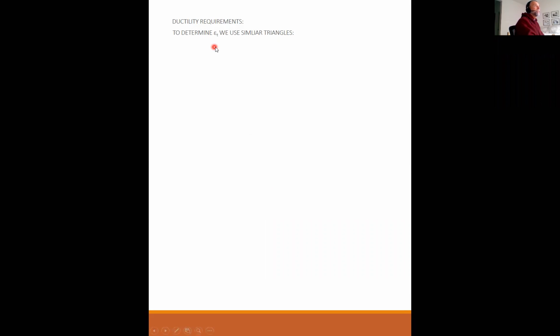Well, to determine epsilon t, we use similar triangles. So here's my strain diagram. D is from the top of the beam to the rebar. Epsilon sub t is at the rebar. C is from the top of the beam to the neutral axis, and my strain is dictated to be 0.003 at imminent failure. So using similar triangles, I can say epsilon sub t plus epsilon cu over d is equivalent to epsilon cu over c. So in other words, this triangle is equivalent in proportions to this triangle here.